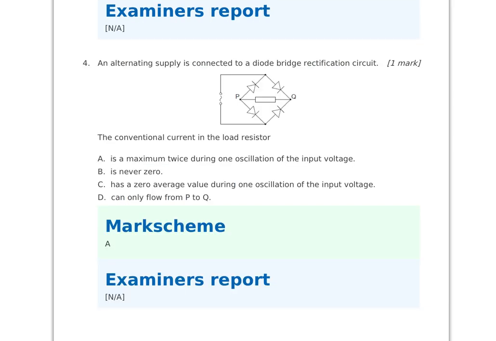Oh, look at this. We have another diode bridge. When I first saw diode bridges, I thought they were ridiculously confusing, but now that I understand how they work, I actually think they're kind of cool.